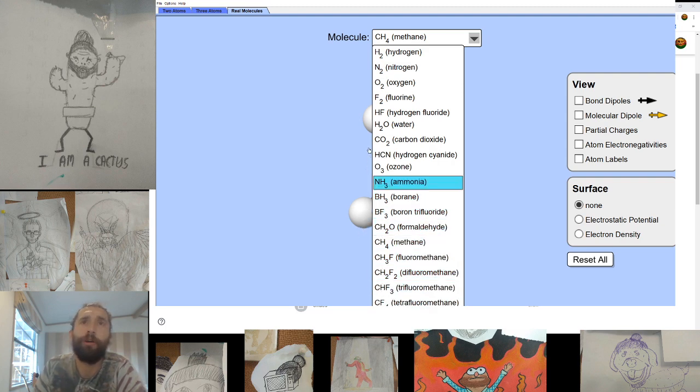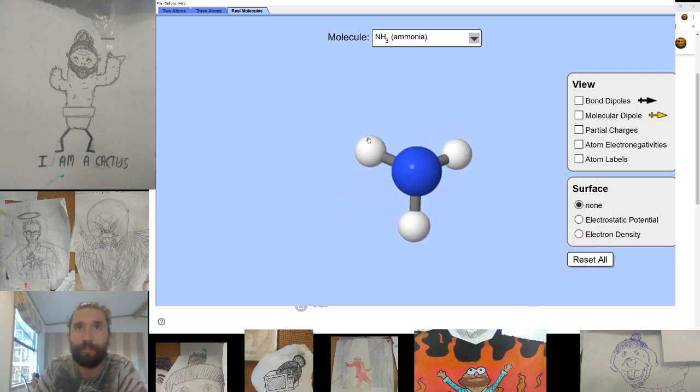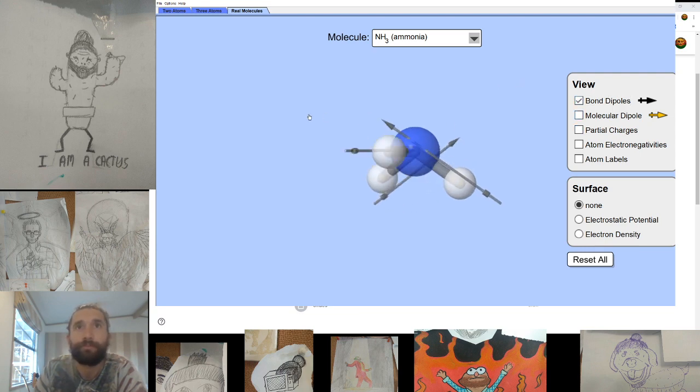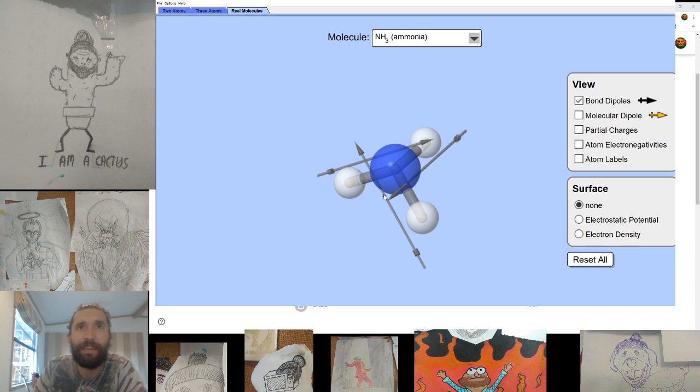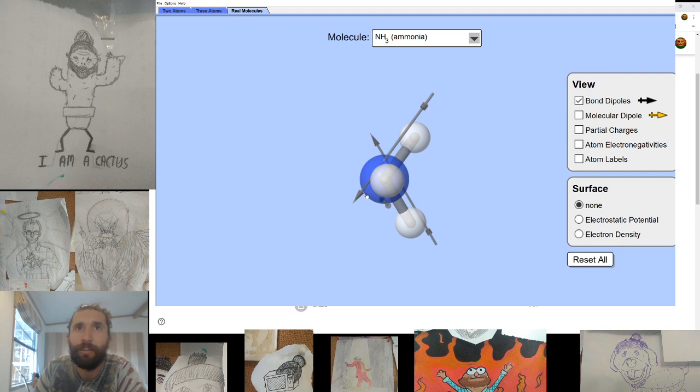Something like ammonia, which is trigonal pyramidal, can never be non-polar. So here we've got 3 polar bonds. They're all NH bonds. But when we add them together, because they're not arranged symmetrically around that nitrogen atom, they actually add up to a molecular dipole.